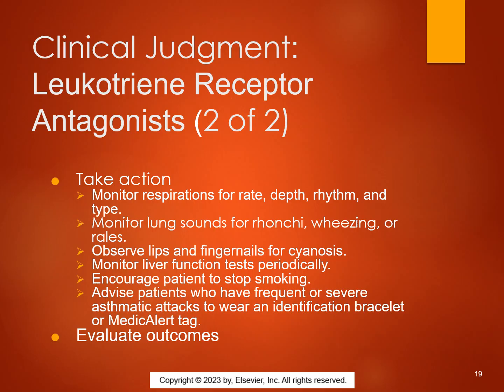Take time to read your slide, but just some things I wanted to mention in addition: with these leukotriene receptor antagonists, monitor the liver function, because some asthma drugs can stress liver metabolism. Just to recap again, for leukotriene blockers, we're focusing on the respiratory assessment and safety monitoring. So we want to watch for wheezing, cyanosis, and changes in breathing. Encourage smoking cessation because smoking worsens inflammation and decreases asthma control.